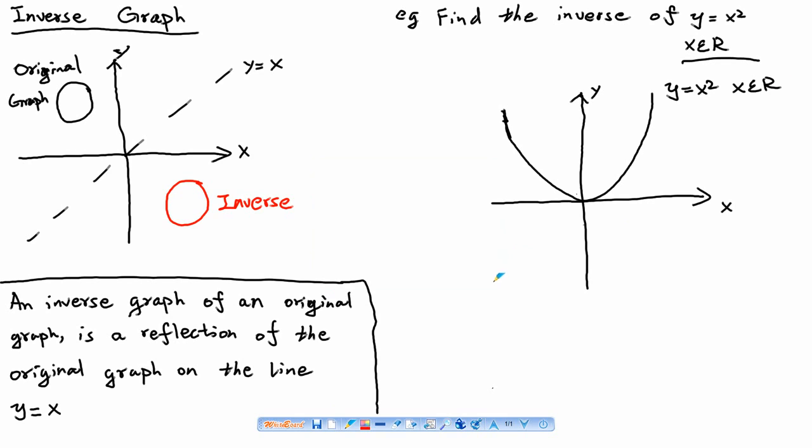Then I draw the line y equals x, and I have to reflect the original graph on this line. So I should have a graph that looks like that. Now the red graph is the inverse graph.